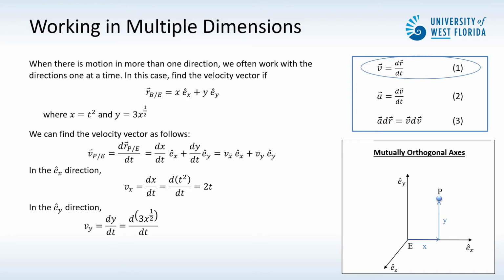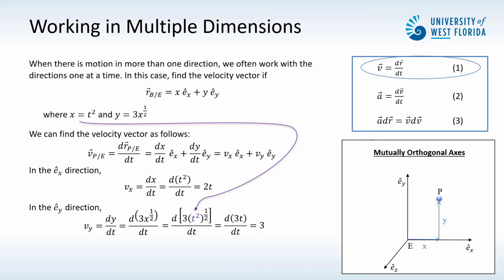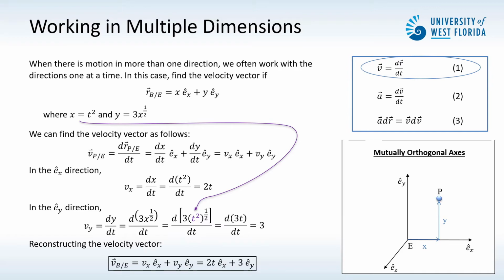Then in the ey direction, Vy equals dy dt, which is the time derivative of 3x to the 1/2 power. Again, this was given in the problem statement. We can substitute x equals t squared, so we have the derivative of 3t with respect to time. So Vy is 3. Reconstructing the velocity vector, we have 2t ex plus 3 ey.